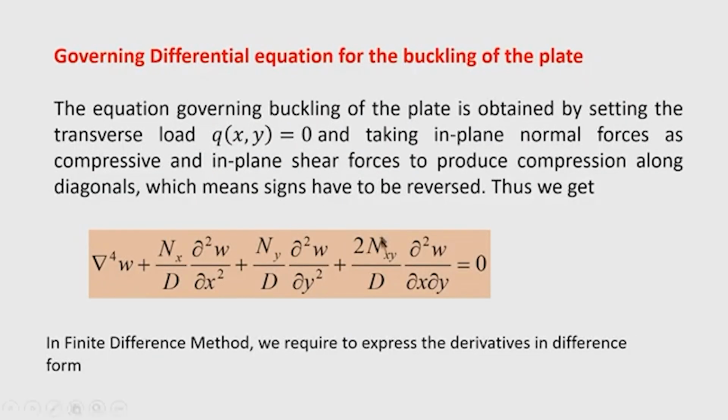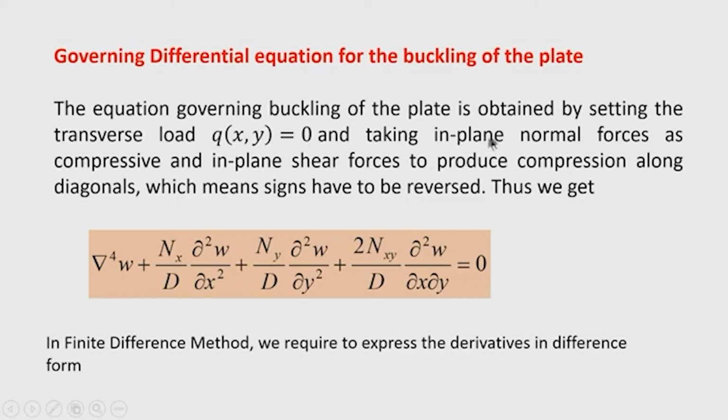Now, let us see the differential equation. As you know, the differential equation of the plate subjected to the axial compression Nx and Ny and the in-plane shear Nxy is given by this equation, that is, del 4 W plus Nx by D del square W by del x square plus Ny by D del square W by del y square plus 2 Nxy by D del square W by del x del y equal to 0. And there is no transverse load because buckling is a homogeneous problem.